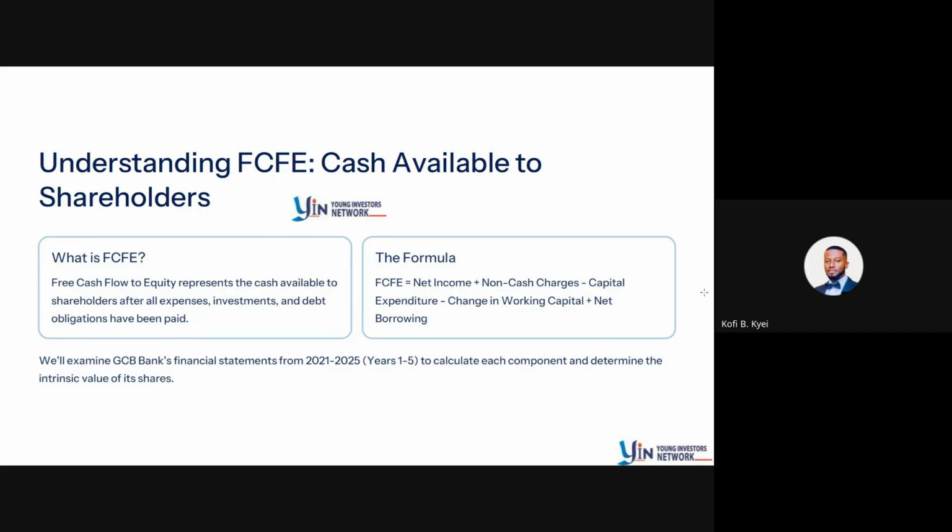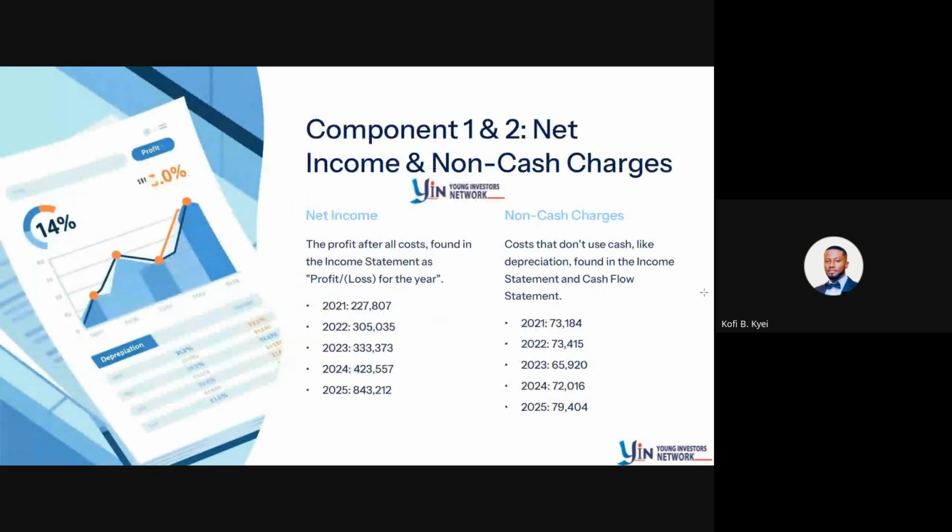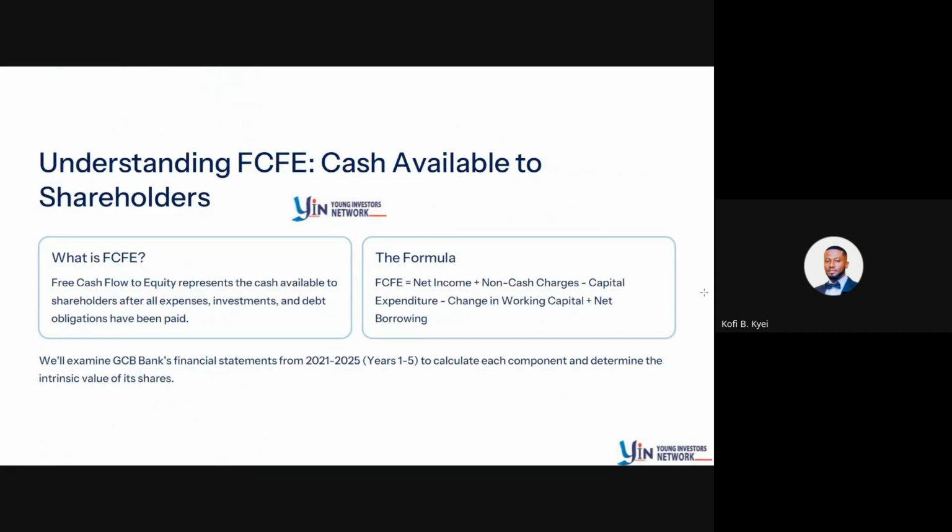I've been displaying this formula all through; it's in the Young Investor calculator as well. This is a standard formula: net income plus non-cash charges, minus capital expenditure, minus change in working capital, then add back net borrowing. We examine GCB to calculate each component and determine the intrinsic value of the stock. With this formula, we are picking them component by component, to understand where and how to get all of them.